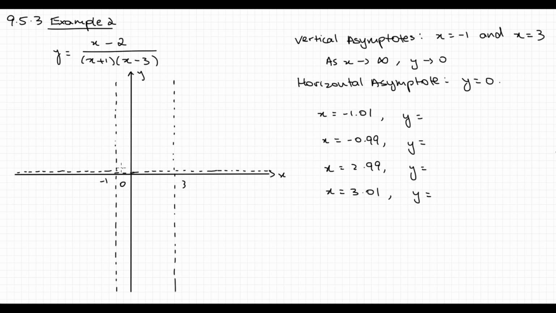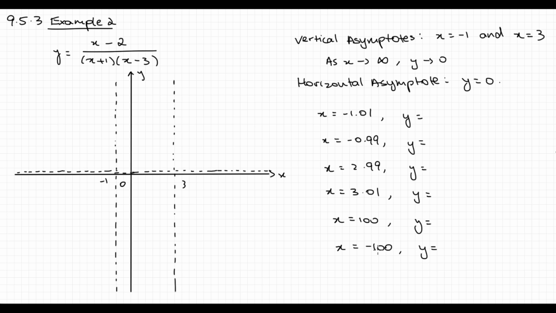After I have checked what is happening on the left and right of each vertical asymptote, I want to know what is happening to the curve for a large positive value of x, and I also want to see what happens to the curve for a large negative value of x. So let's choose x = 100 to represent my large positive value of x. When x = 100, I want to know its y value, and I also want to know the same for x = -100.